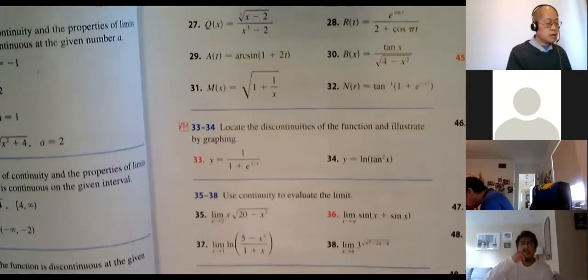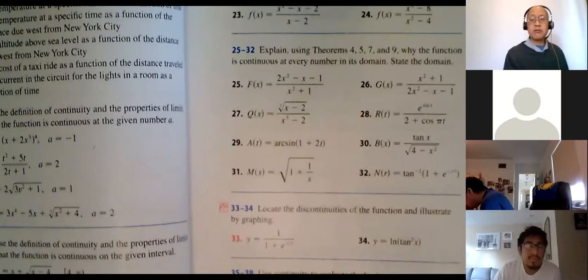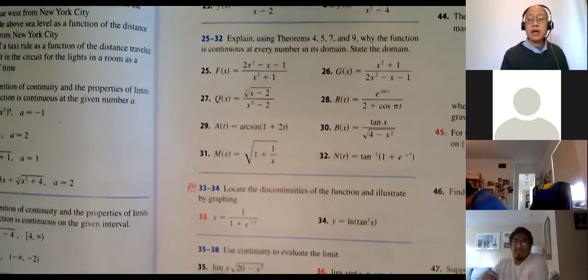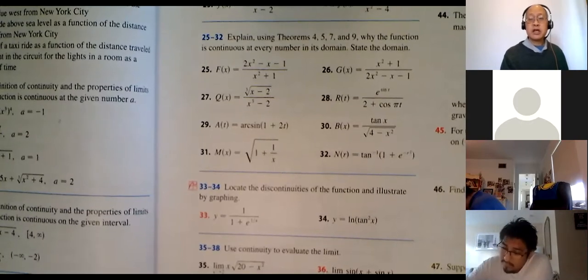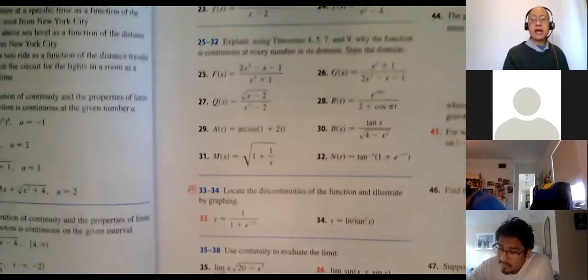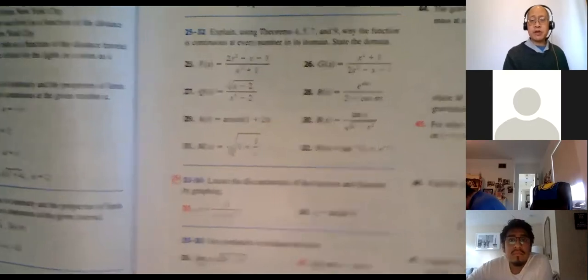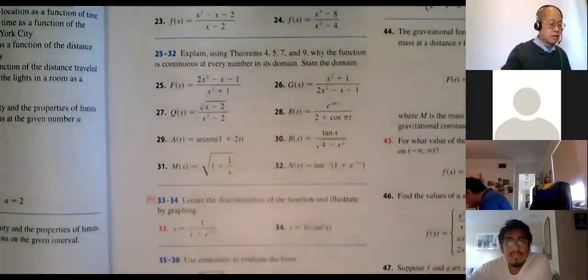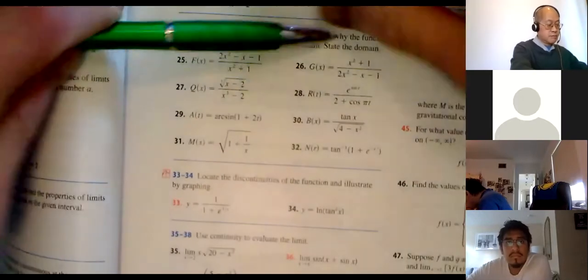Okay, and then some problems involving domain again. So 25 through 31. The function is continuous at every number in its domain. State the domain. Okay, so 25 to 31, just state the domain. Never mind all this other stuff. I can cover all this up.